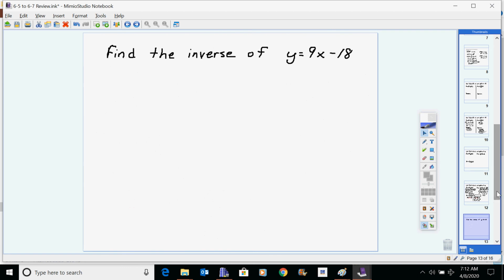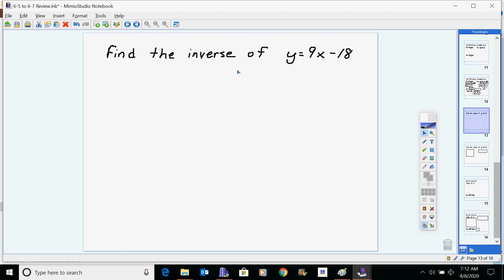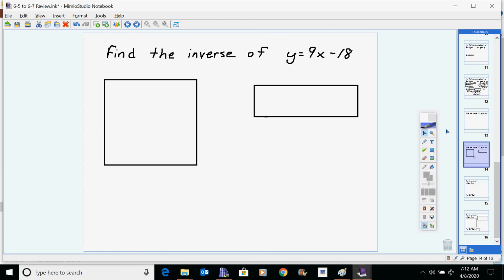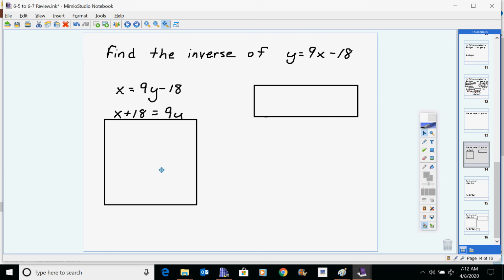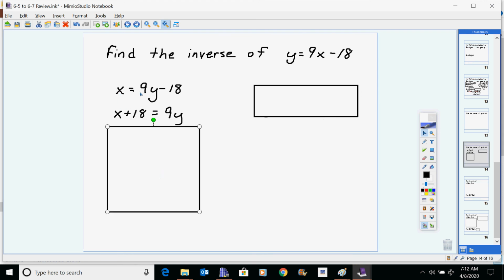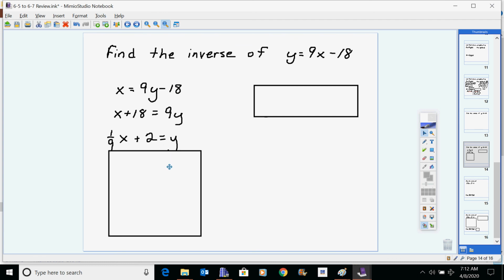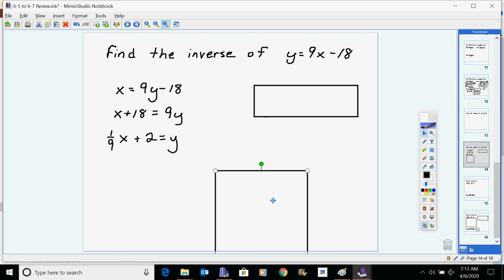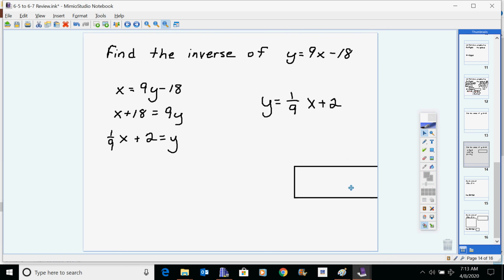Then we have inverses. So you'll be asked to find inverses. Remember inverses, you switch the x and the y. So the x becomes the y, the y becomes the x, and then you solve for y. So x plus 18 is 9y because you add 18 to both sides, divide by 9. You get 1/9 x plus 2, so our inverse function is y equals 1/9 x plus 2.